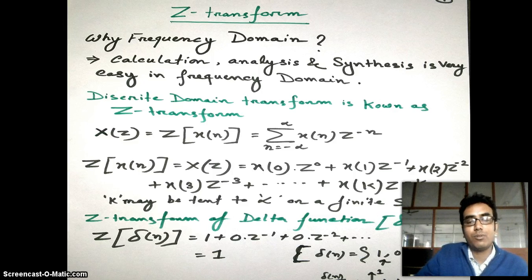That means if you want to find the convolution of two time domain signals, suppose discrete time domain signals, then you have to use the graphical or tabular or matrix method. But in frequency domain, at first you have to find out the Z transform of both signals and just multiply them, then you will get the convolution.